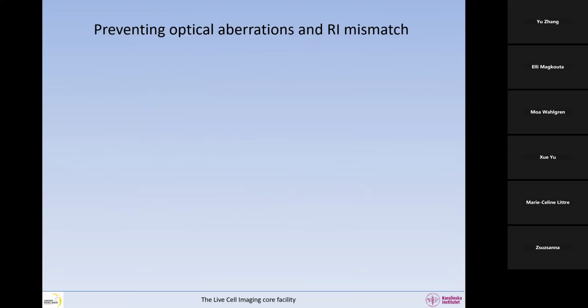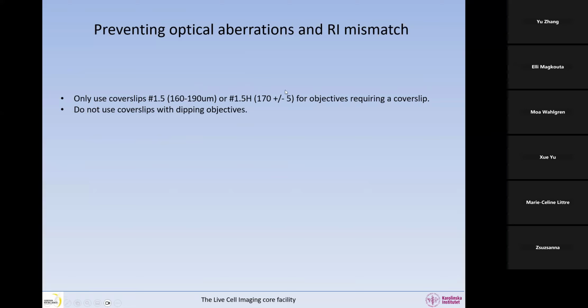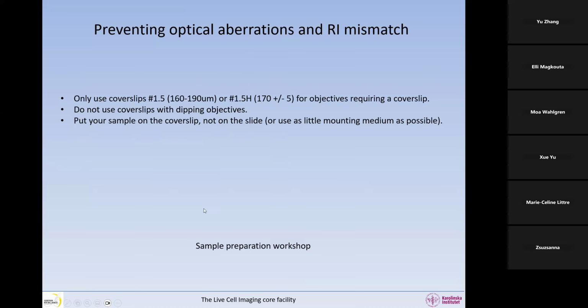Okay, so how to prevent optical aberrations and refractive index mismatch? We want to use the correct cover slips, 1.5 or 1.5H. If you have very demanding applications, you must have the 1.5H, more precise. Do not use cover slips with dipping objectives because they are designed to not use cover slips. And put your sample on the cover slip, not on the slide, if it's possible, or use very little mounting medium. And we will see all this with Gabi on Monday.